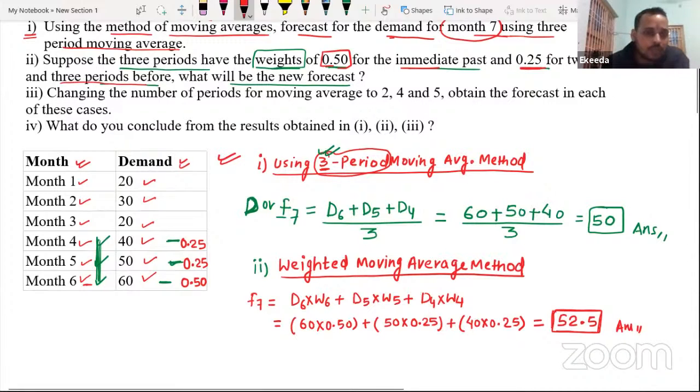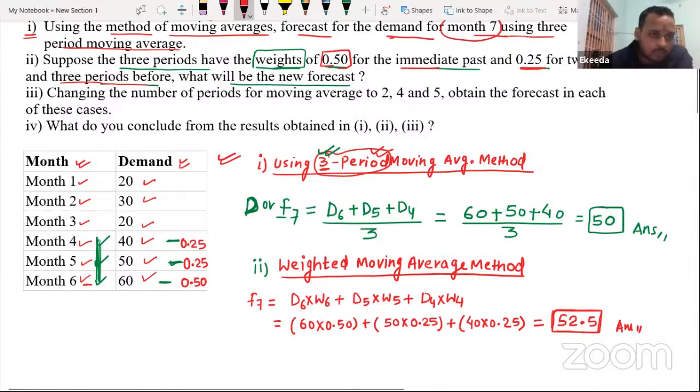So with the help of this question we have also come to know about the moving average method and weighted moving average method, and these questions are very much important. Directly 1 or 2 marks questions are asked in the examination. So very simple one, you just have to learn or practice 1 or 2 questions only.